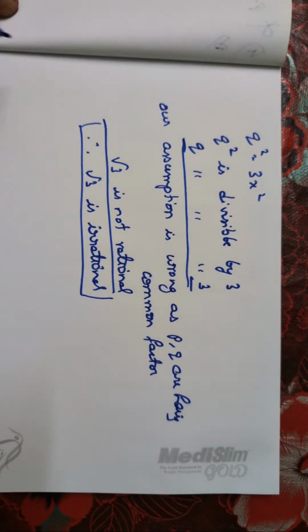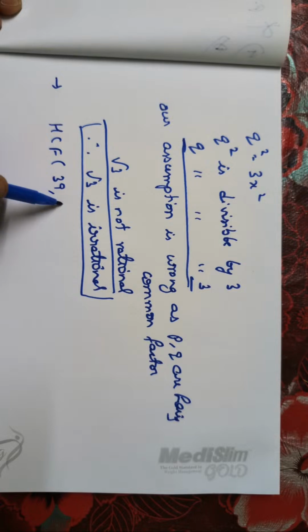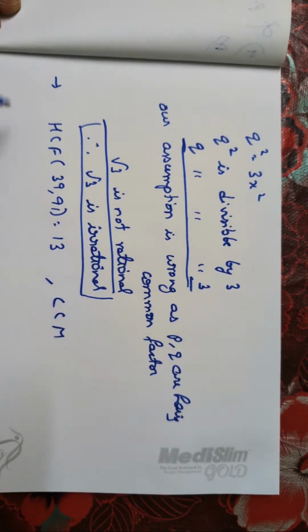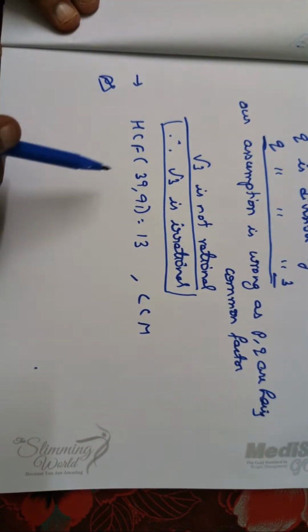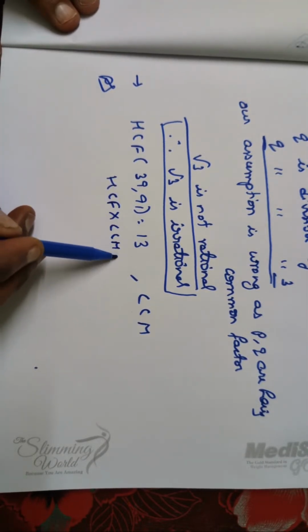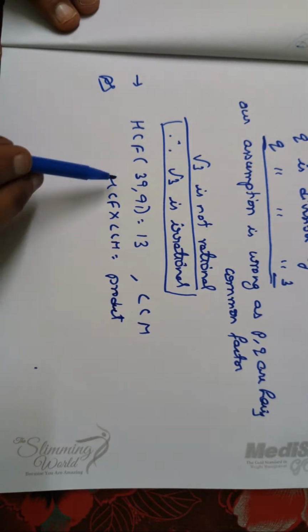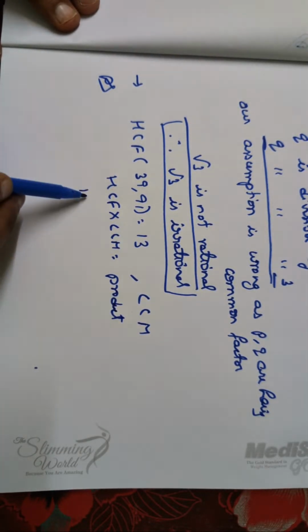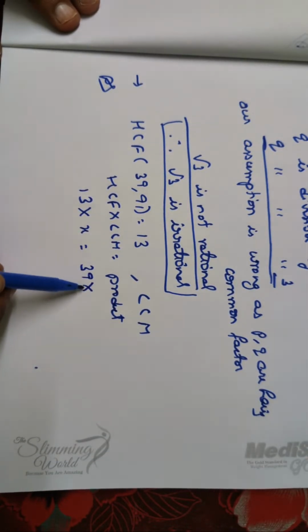So let's go with another question. They're saying that the HCF of 39 and 91 is 13, and they're asking for the LCM. This is a similar type already discussed, where the HCF and LCM of two numbers are mentioned. The first thing to remember is LCM into HCF equals the product of those two numbers. So LCM we need to find, whereas HCF we know is 13. 13 into LCM, let's consider it as x, equals the product of the two numbers, that is 39 into 91.